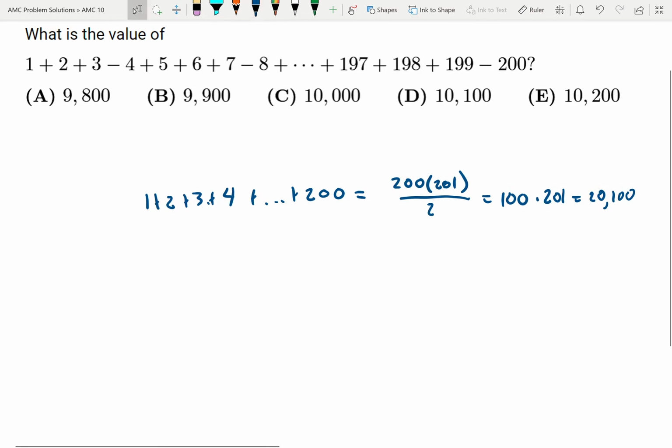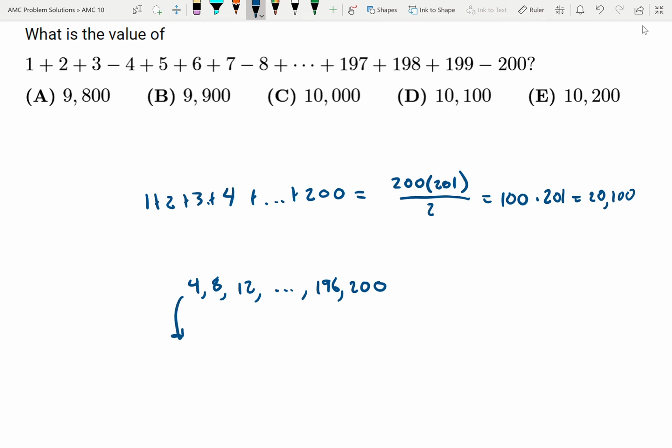Now I want to look at the 4, 8, 12, and the 200, basically the terms that are getting subtracted. So every fourth term is getting subtracted. I'm going to see what that is when added up. I'll write the sequence out as positive numbers: 4, 8, 12, 196 all the way to 200. If I want to add all those numbers up, let's see what happens.